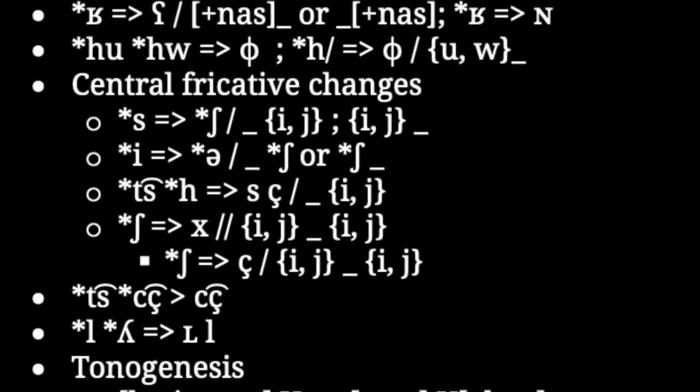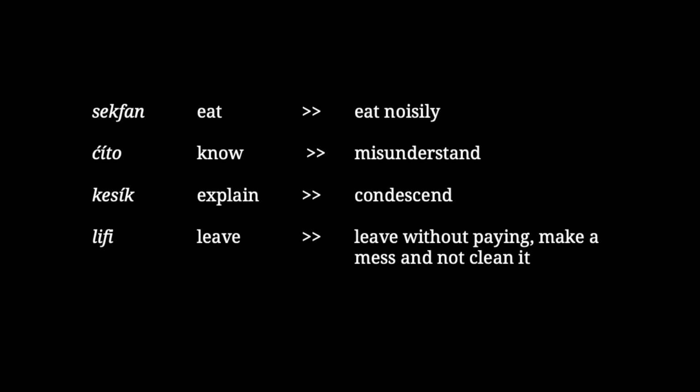The vocabulary of Kanguçwan is mostly words from Proto-Austronesian, many of which are highly dubious as reconstructions, shunted through a bunch of sound changes. There is, however, also a reasonable number of Southern Chinese loanwords, most of which have a slightly derogatory meaning compared to their original meaning. For instance, sakfan went from eat to eat noisily, cheeto went from know to misunderstand, kesik went from explain to condescend, and leafy went from leave to leave without paying or make a mess and not clean it. Ouch. But that's semantic drift for you, especially when motivated by cross-cultural tensions.